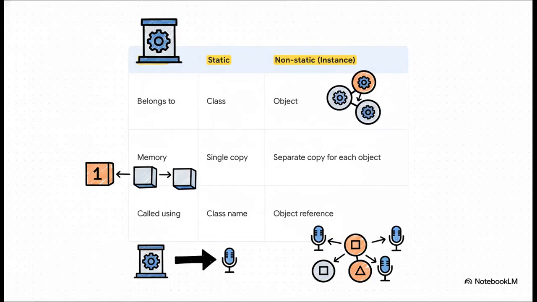So let's really lock this in. Non-static stuff belongs to an individual object. Static stuff belongs to the class. This means every new object gets its own copy of non-static variables, but there's only one single copy of the static ones for everyone to share. And you access them differently. You use an object to get to non-static things, but you can use the class name itself to get to static things.